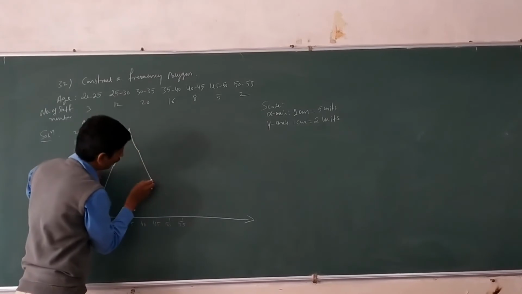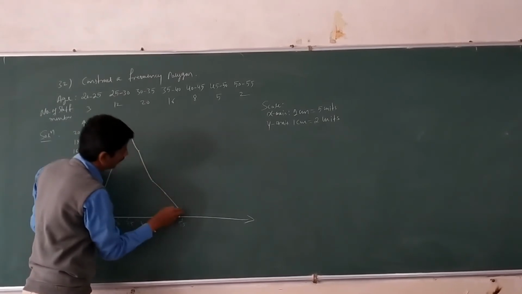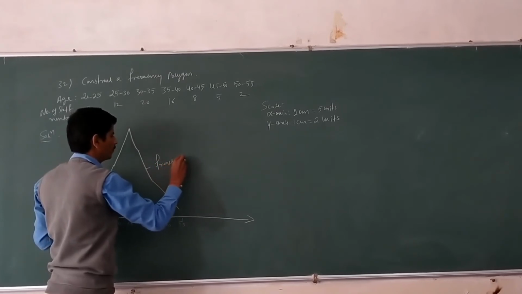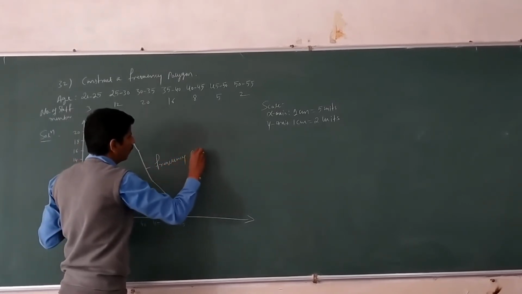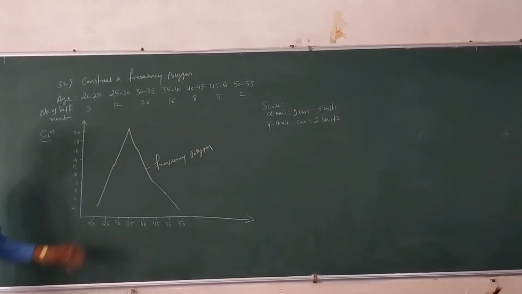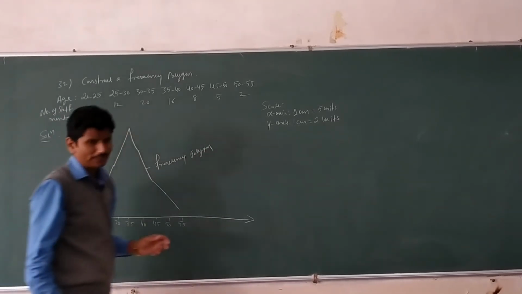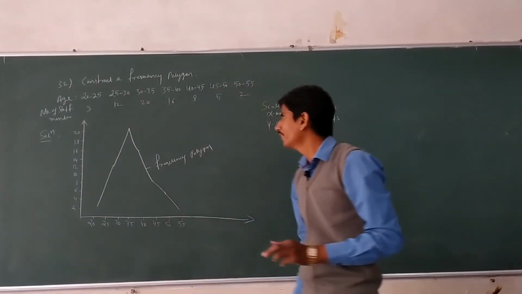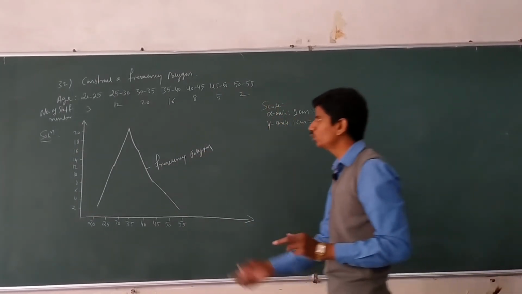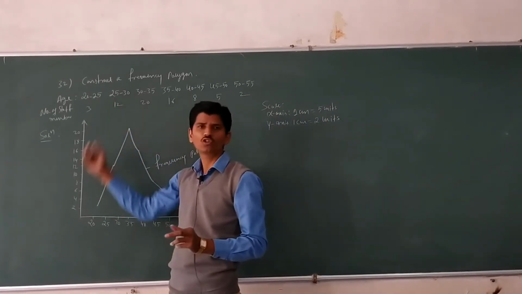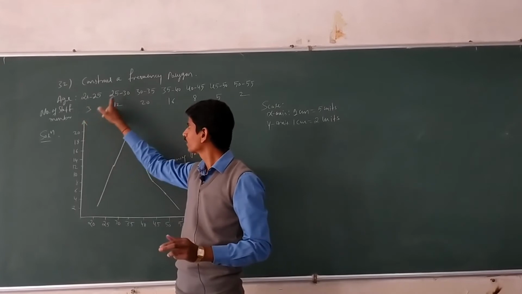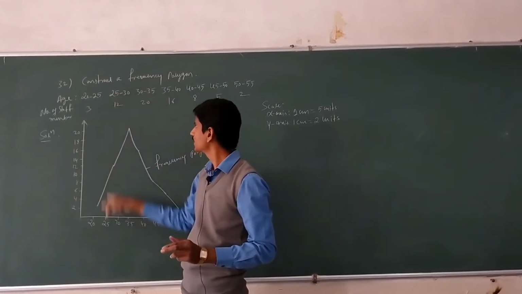Here, on joining these points by a straight line, a frequency polygon is obtained. This is a frequency polygon. In this method, where the class intervals are of equal width, the frequencies are plotted against the class mid values. The first class interval is 20 to 25, the mid value is 22.5. 22.5 is what? 3. The next, 27.5 is 12.